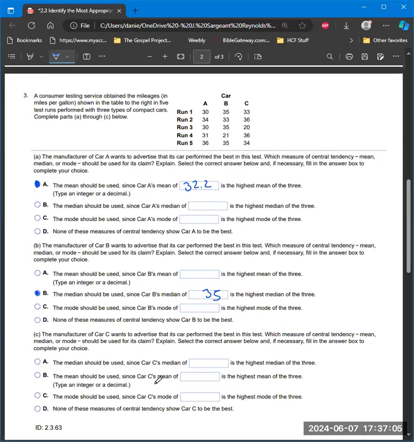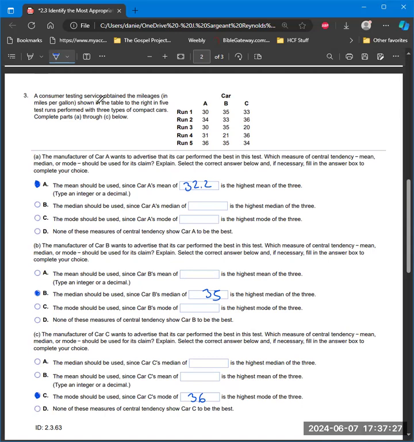And the manufacturer of car C wants to advertise that its car performed the best in the test. Which measure of central tendency, mean, median, or mode, should be used in this claim? They want to use the mode because their mode, the one that happened most often, was 36, and that's the highest of the 3 modes.